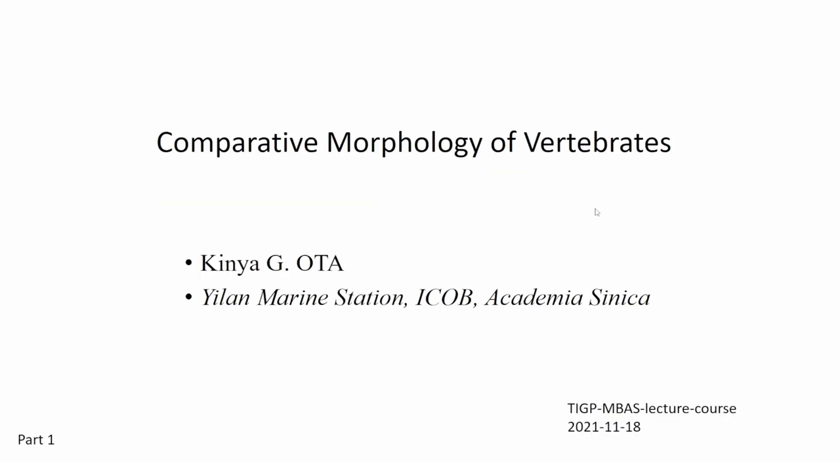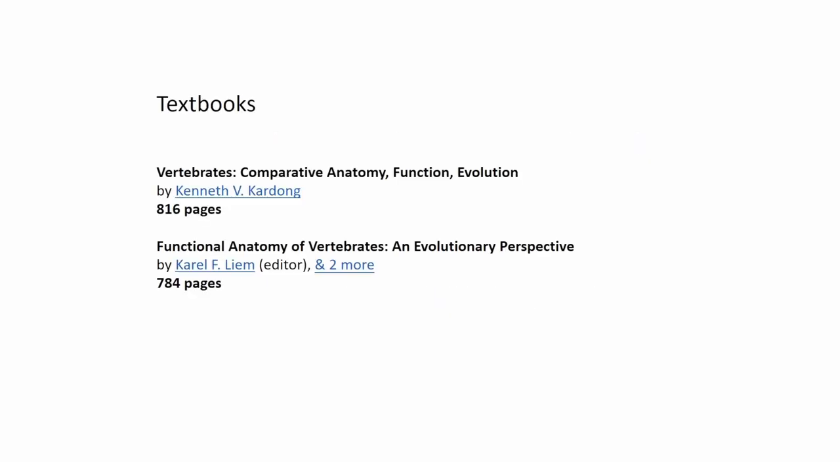Today's topic is comparative morphology of vertebrates. First of all, I want to introduce you to these two textbooks: Vertebrates: Comparative Anatomy, Function, Evolution by Kenneth Kardong, more than 800 pages, and Functional Anatomy of Vertebrates: An Evolutionary Perspective by Liem and two more authors and editors. This book is also really big, more than 780 pages.